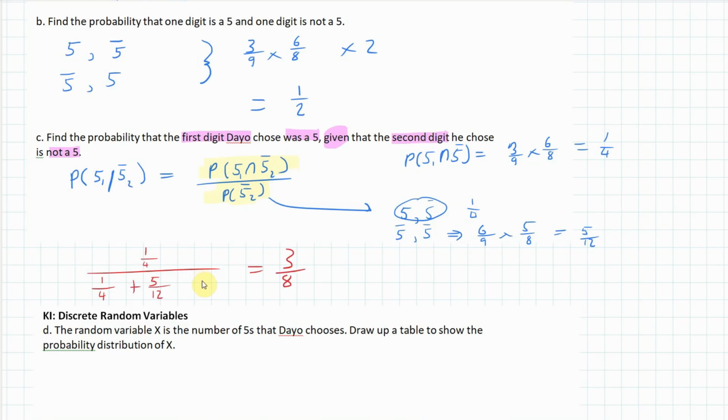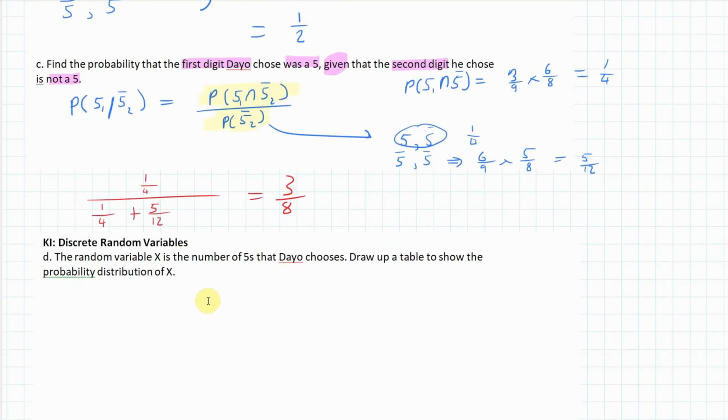Now, the next one is actually a discrete random variables question, but in the exam it carried on from what we've just done. The random variable x is the number of 5s that Dale chooses after 2 picks. Remember, he's picking 2 up. So draw up the table to show the probability distribution. These are the values of x here. Obviously, he can get 0 5s, 1 5, or 2 5s. And the probability that X is equal to x.